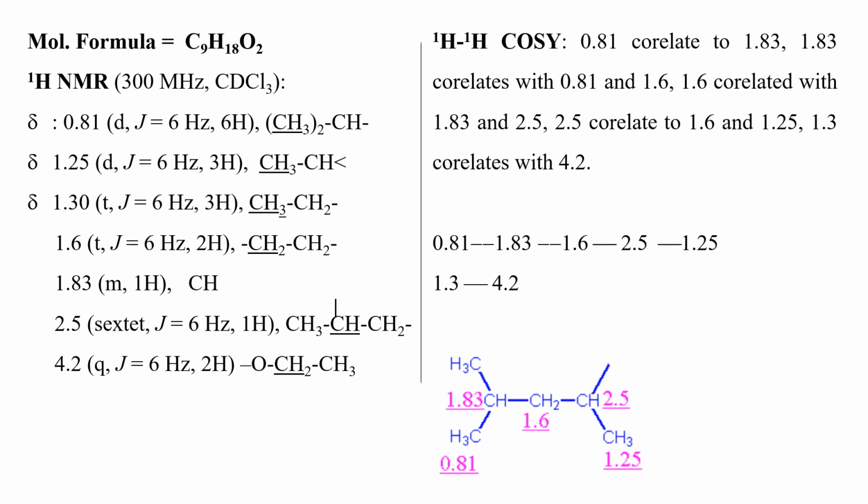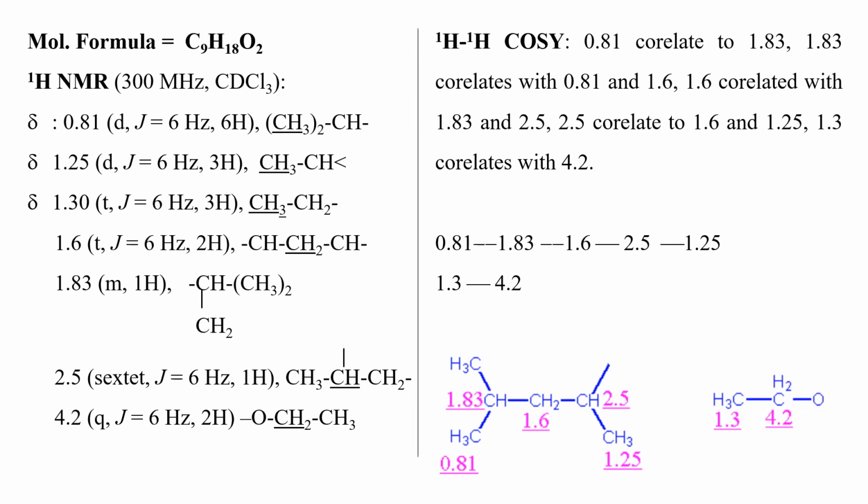Further, 1.6 is correlating with the 2.5. At 2.5 delta, we have the sextet for one hydrogen, so it should be a methine. And as it is a sextet, the neighboring carbon should carry 3 hydrogen. So the methyl group should be attached to this methine. So part of the structure is shown here.